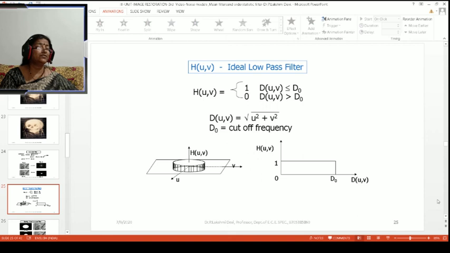Let us observe this perspective plot on the uv axes, with h of uv on the y-axis. This is a perspective plot of the ideal low pass filter, which allows only low frequency components that are closer to the center frequency. Then this is a plot of h of uv as a two-dimensional plot, with h of uv on the y-axis and d of uv on the x-axis. So this is the ideal frequency characteristic of the low pass filter.